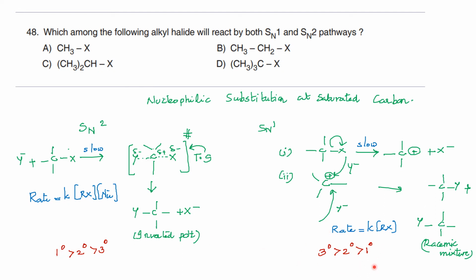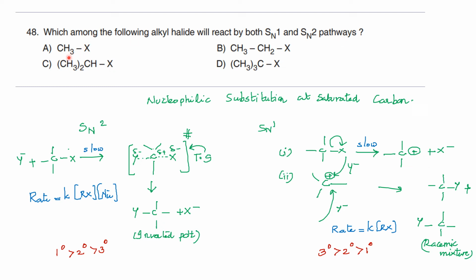So from these two cases, you can see that secondary is showing the same activity for both SN2 and SN1. If you consider primary, that opts for the SN2 pathway. And when you consider tertiary, that opts for the SN1 pathway. For secondary, both the pathways are equally probable. Therefore, the alkyl halide which will react by both SN1 and SN2 pathways will be definitely a secondary alkyl halide.